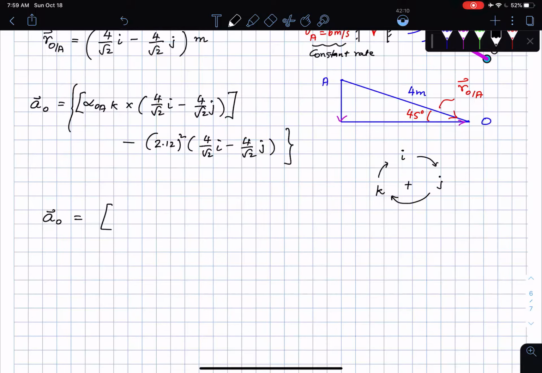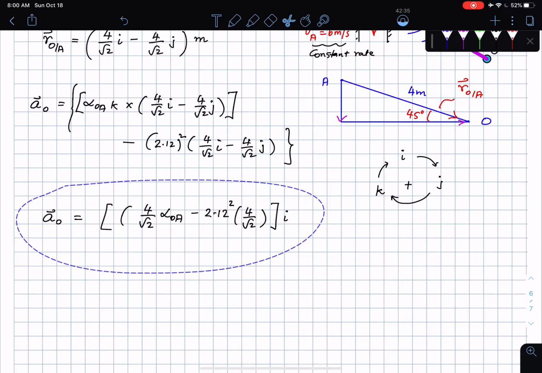K cross I, I'm looking at the first K, this is the first I, K cross I is J. So I'm going to look at the I direction. So K cross J is minus I, minus and minus becomes a plus. So this is going to be 4 by root 2 alpha OA, and then I'm going to have minus 2.12 square times 4 by root 2 in the I direction.